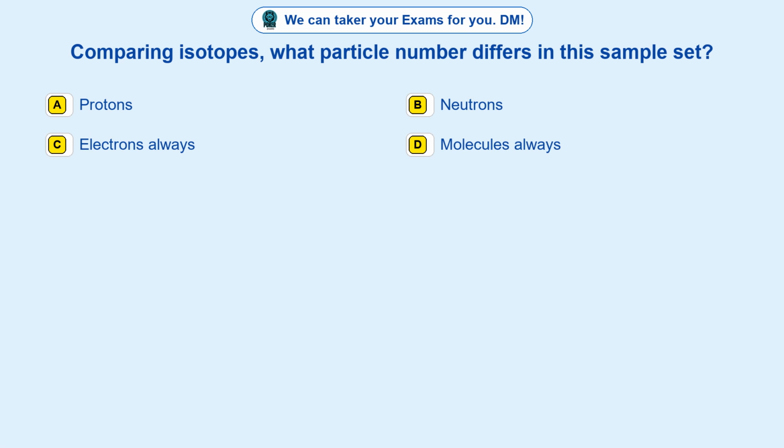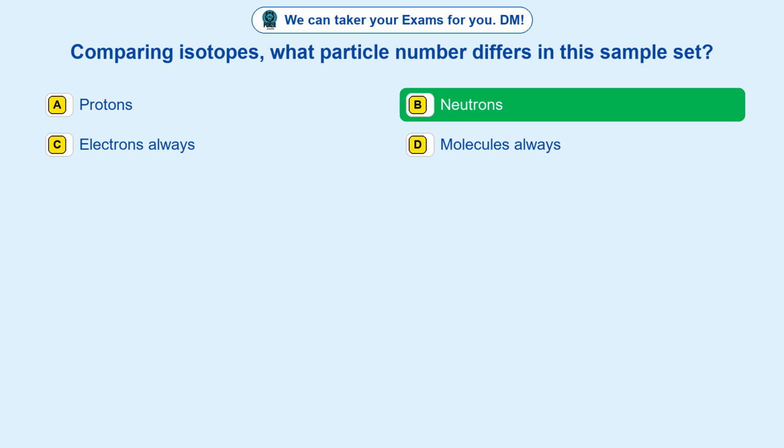Question 42. Comparing isotopes, what particle number differs in the sample set? Option A, protons. Option B, neutrons. Option C, electrons always. Option D, molecules always. The correct answer is option B, neutrons.